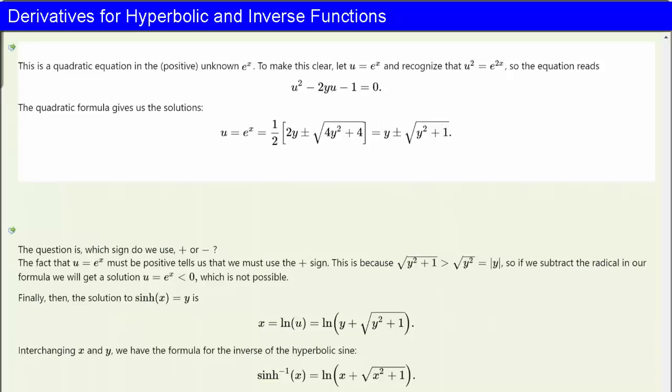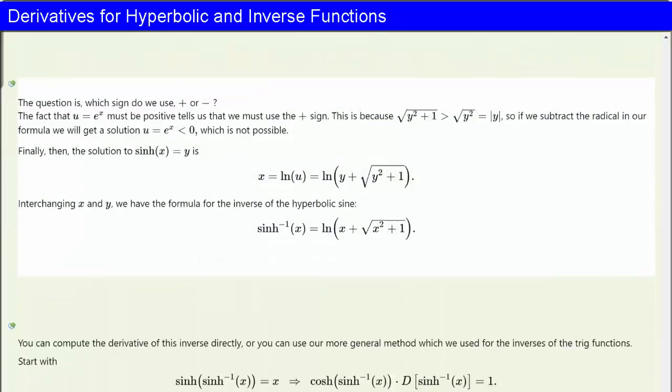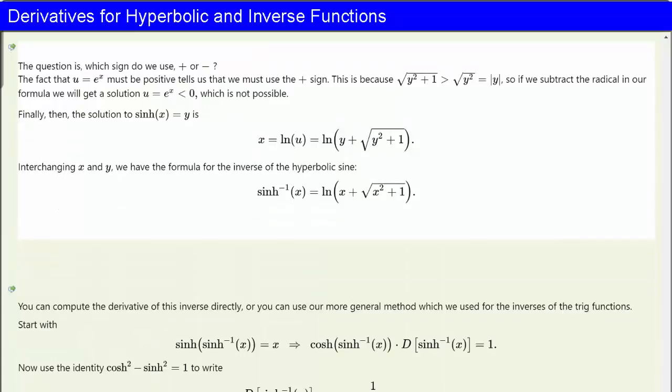To make this clear, let u equal e to the x, and recognize that u squared would then be e to the 2x. So our equation reads u squared minus 2y times u minus 1 equals 0. The quadratic formula gives us the solutions. u, which is e to the x, must be 1/2 the quantity 2y plus or minus the radical of 4y squared plus 4. And when you clean that up, that tells you that e to the x must be y plus or minus the square root of y squared plus 1. The question is, which sign do we use, plus or minus?